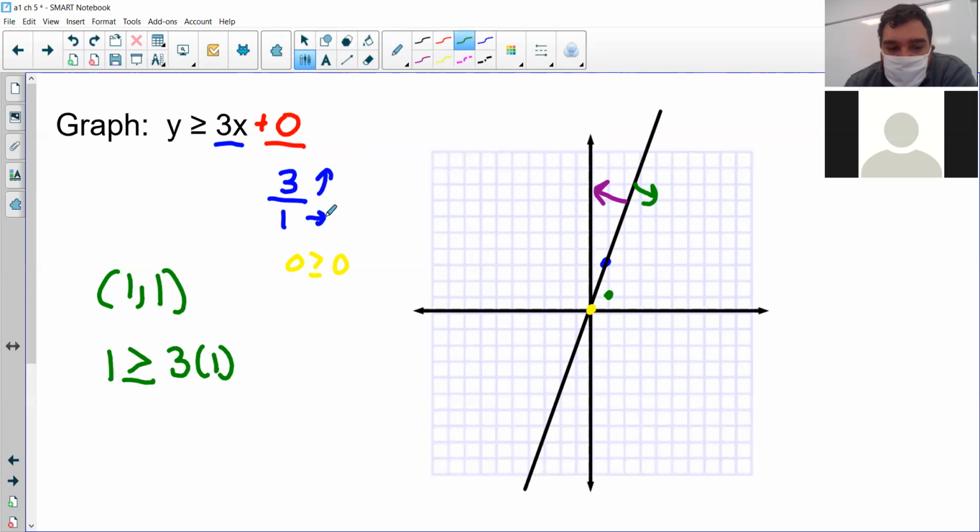So I have 1 is greater than or equal to 3. In this case, we have a no solution or a false solution. 1 is not greater than or equal to 3. So I'm going to color away from it.